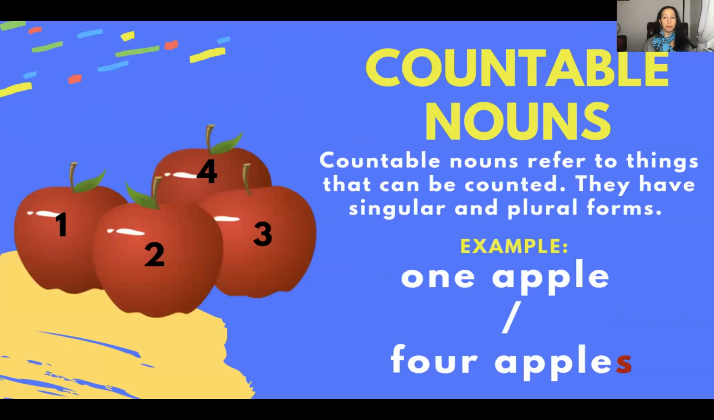So as you remember from our other lessons, countable nouns refer to things that can be counted. They have singular and plural forms. For example, 1 apple, 4 apples. Okay, these are countable. You can count them.